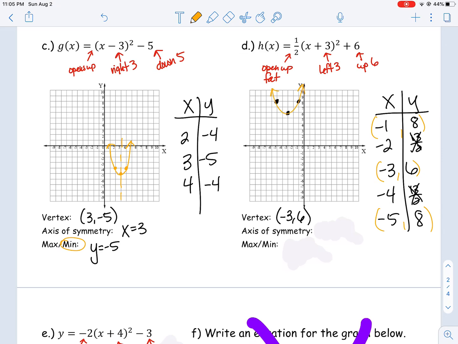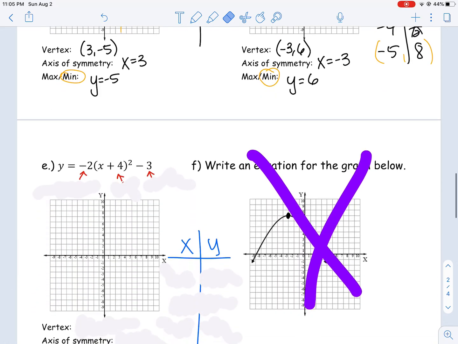And so my parabola looks something like this. A little fatter than before. I knew that because of the fraction in front. I knew that it opened up because it was a positive coefficient. I was left 3 and up 6. My vertex was at negative 3, 6. My axis of symmetry is at x equals negative 3. Because it opens up, I have a minimum at y equals 6. Hopefully you got the same thing on that one.